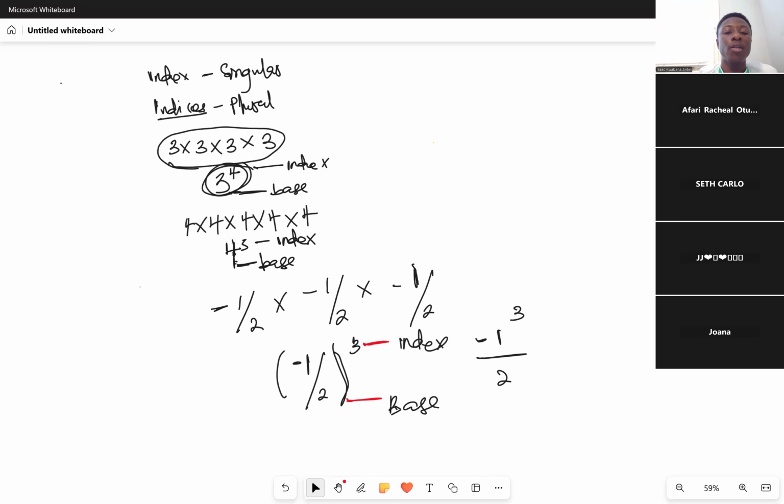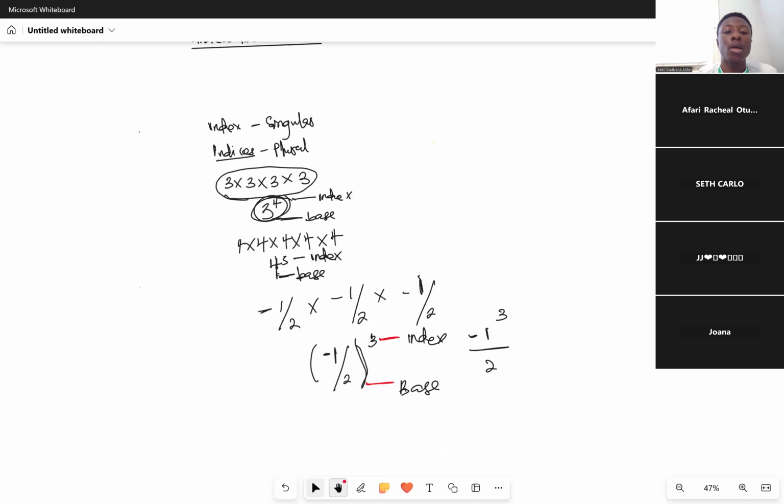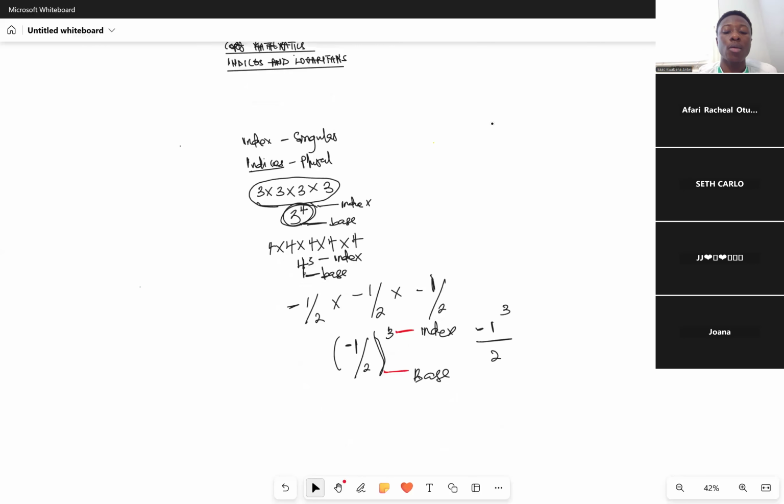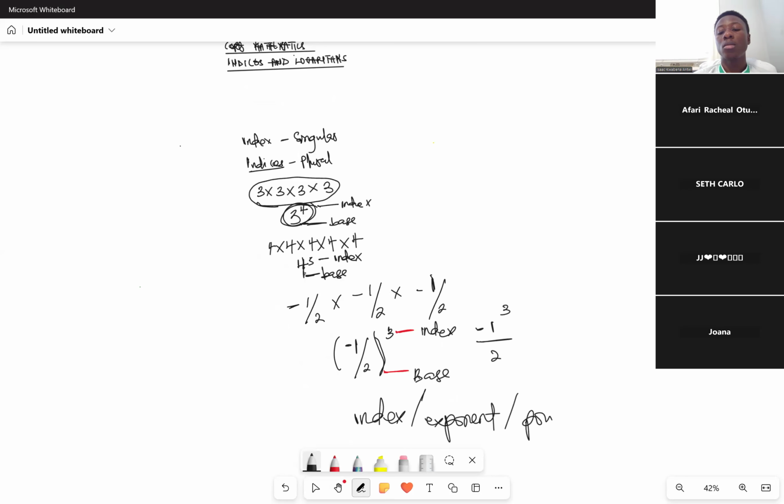Another name given for the index, I believe you all have a note and you're jotting something down. Another name for the index is what? Many of you should be familiar with that. It's exponent or power. So if you find us using this, it's just the same thing. Okay, so we are done. Now, I don't think any of you should have a problem with writing numbers with their index.